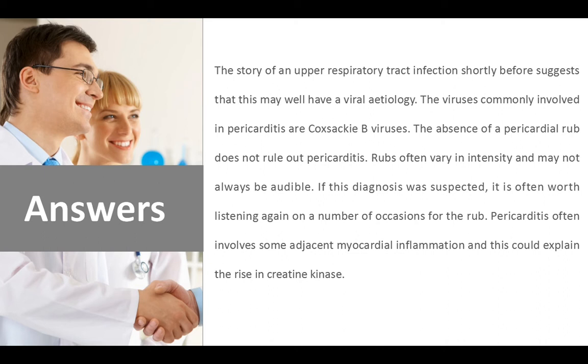The absence of a pericardial rub does not rule out pericarditis. Rubs often vary in intensity and may not always be audible. If this diagnosis was suspected, it is often worth listening again on a number of occasions for the rub. Pericarditis often involves some adjacent myocardial inflammation, and this could explain the rise in creatine kinase.